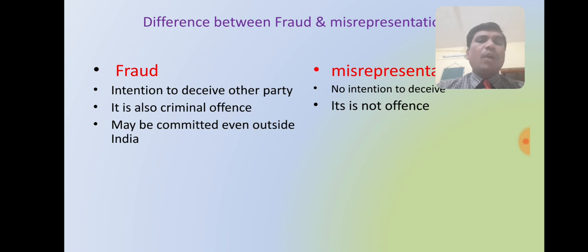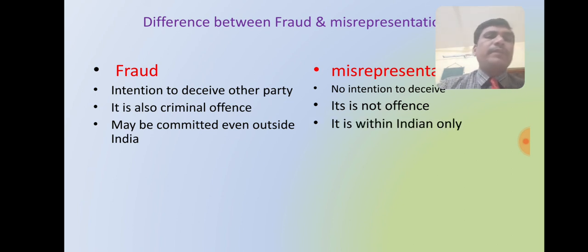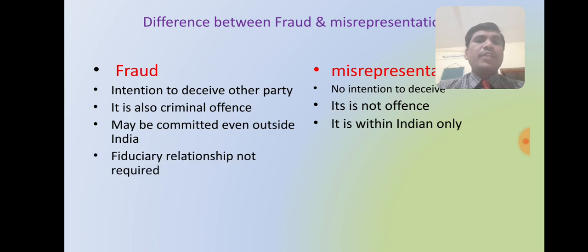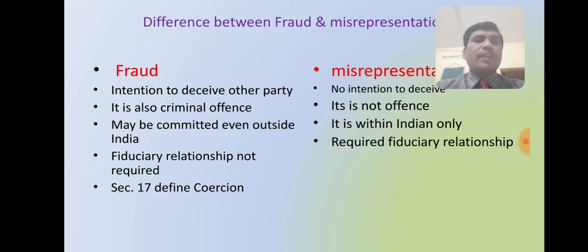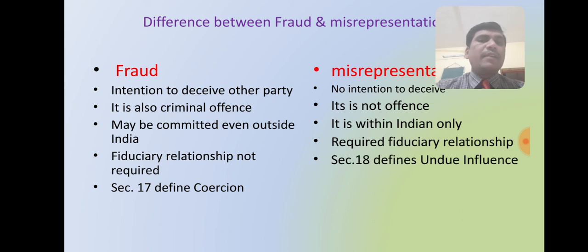Fraud may be committed even outside India. Misrepresentation is within India only. Fiduciary relationship is not required for fraud. In misrepresentation, fiduciary relationship is required. Section 17 defines fraud. Sorry friends, this is not coercion, this is fraud. And section 18 provides for misrepresentation. It is not undue influence, it is misrepresentation.